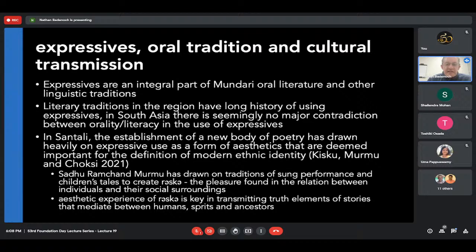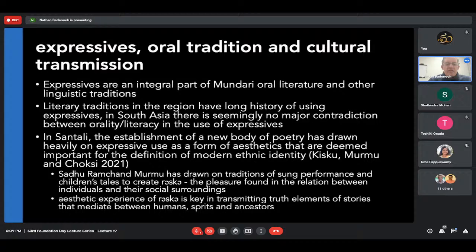As part of our project, there was a look at how a new body of poetic works is being formalized as a larger project of creating a body of literature for Santali, asserting modern visions of ethnicity and community, ethnic identity. We found that many of these poems, particularly the ones that were brought up in this work, were of Sadhu Ramchand Murmu, who's drawn on traditions of sung performance and children's tales to create a feeling of raska in his modern poetry. And the raska was described as the pleasure that's found in the relation between individuals and their social surroundings.